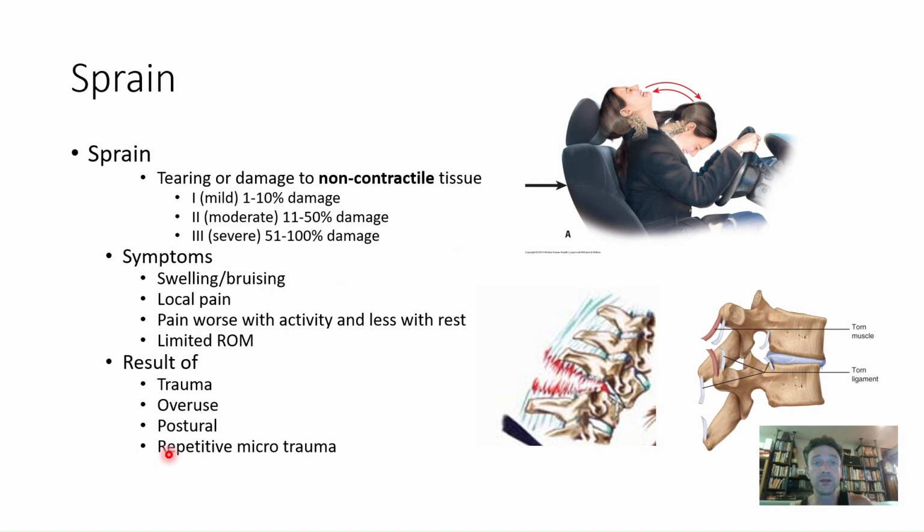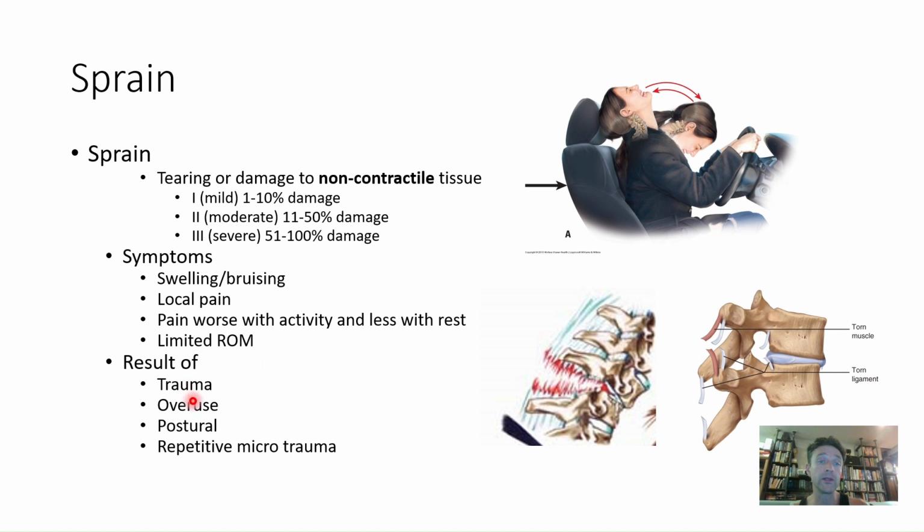Generally, the symptoms are going to be the exact same as straining, right? There's bruising, swelling, potentially local pain, pain worse with activity, better with rest, limited range of motion, right? Generally going to be a result of the same things as strains. These tissues are very, very similar. They're susceptible to the same forces, right? The difference is, once again, the amount of vasculature within the tissues, right?